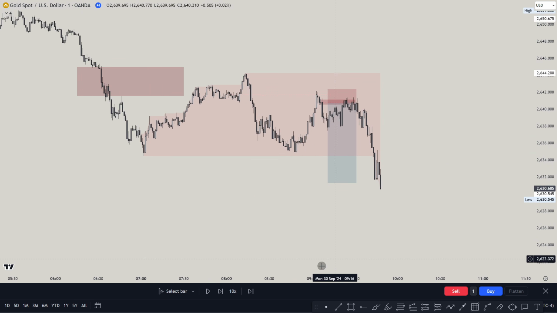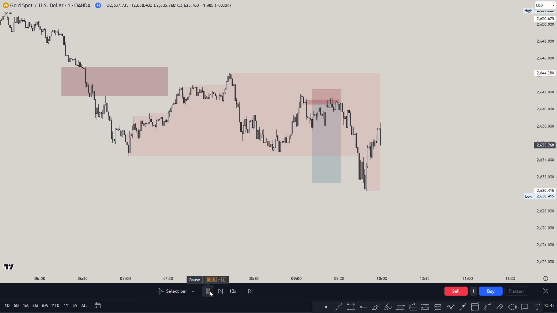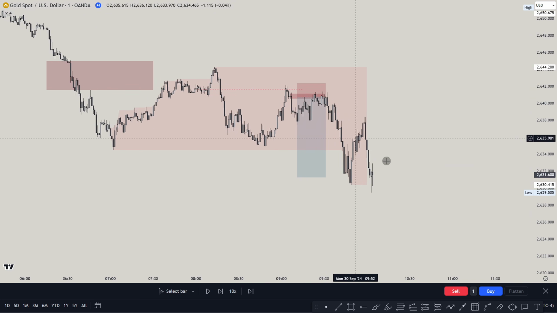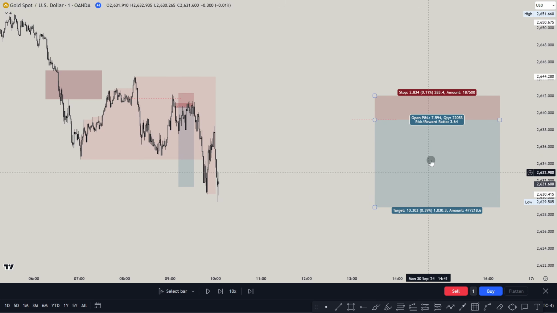So we might actually go lower. And then you take some profits when you get this CISD here, or you go break even and then you trail your stop loss. For the next one, if we play the price action till here.